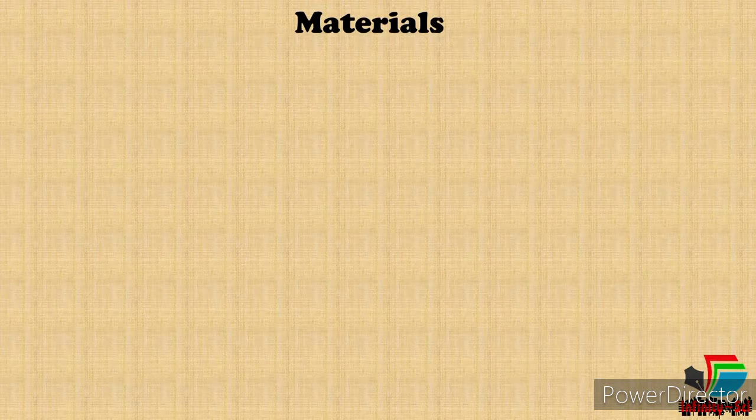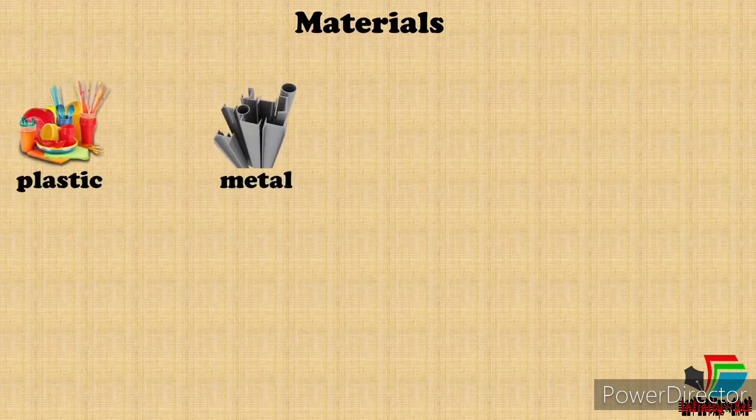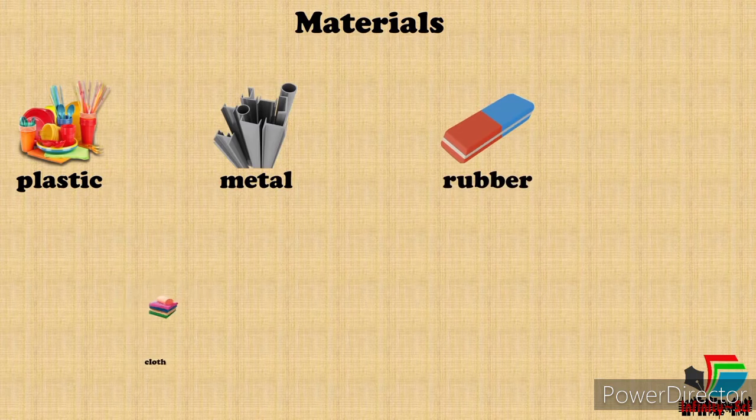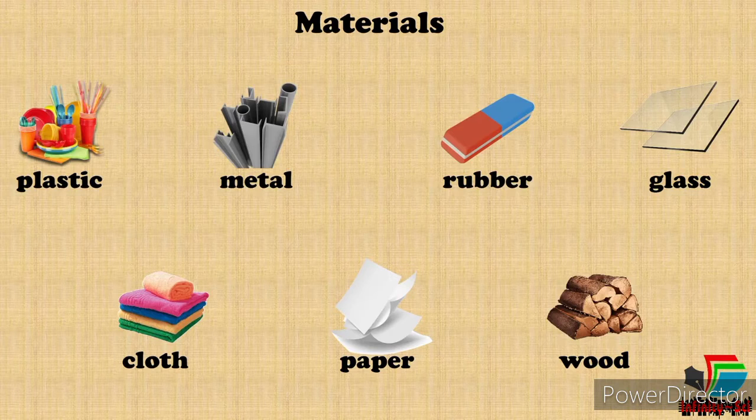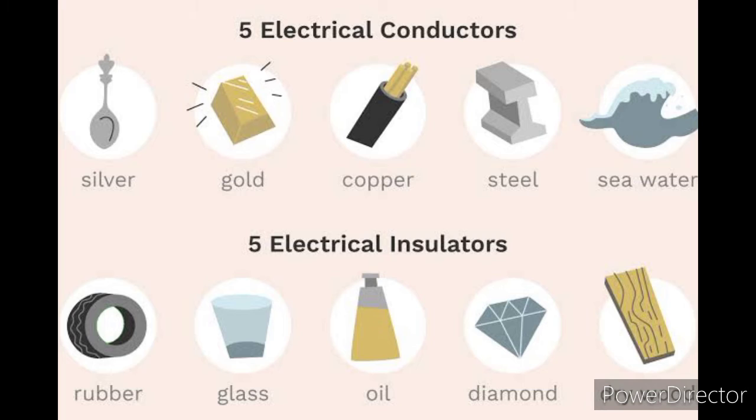There are various types or kinds of materials, but we'll look at some of them right now. We have plastic. We'll look at metal, rubber, cloth, paper, and then wood. All these are examples of materials. Now, generally, when we talk of conductors and insulators, we can classify these materials as electrical conductors or electrical insulators.